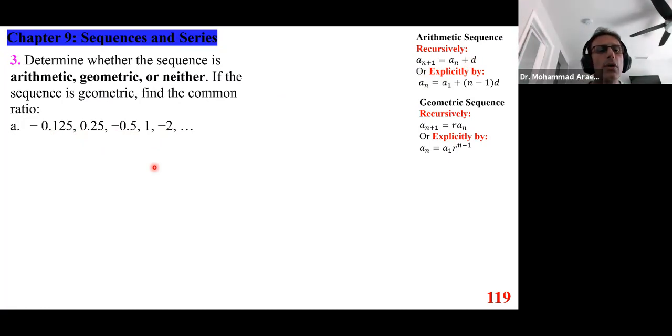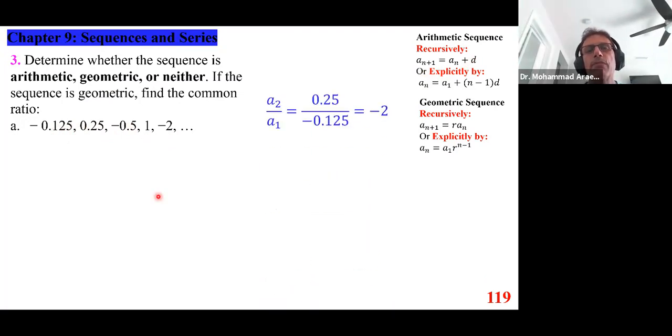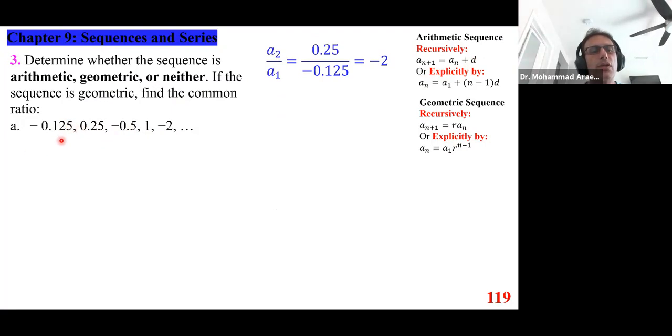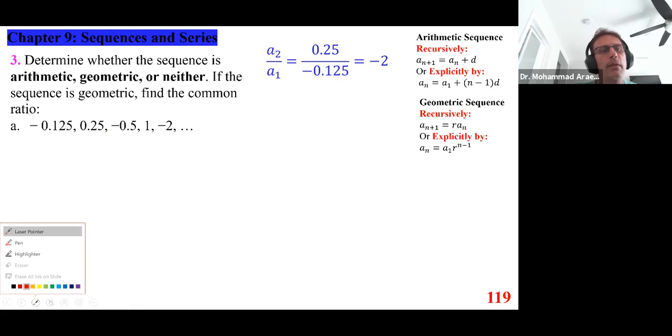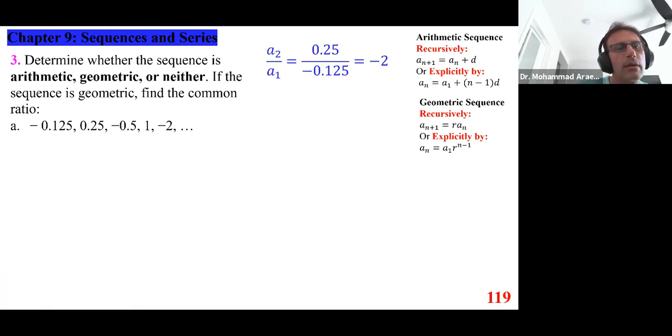So you can divide a sub 2 by a sub 1, and then you must divide a sub 3 by a sub 2, and so on and so forth, to see if you get a common ratio, or you look at their difference. Notice a sub 2 divided by a sub 1. This is a sub 1, this is a sub 2. Let me write that for you. And so forth. It's negative 2.